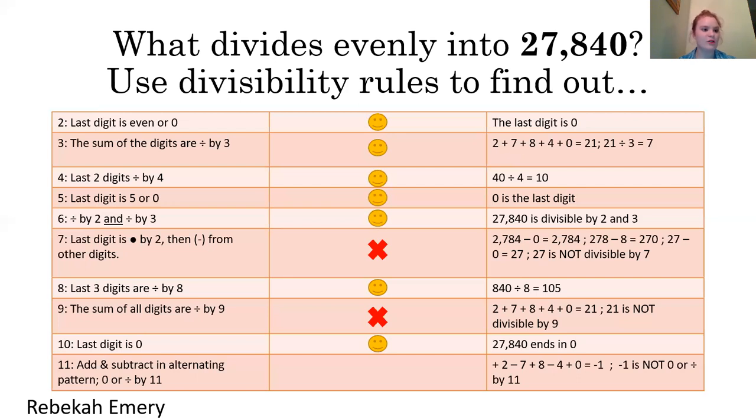Finding large numbers that are divisible by 11 is a little more complicated. You must alternately add and subtract the digits and get an answer that is either 0 or divisible by 11. So 2 minus 7 plus 8 minus 4 plus 0 equals -1. And -1 is not 0 or divisible by 11, so that is an X.